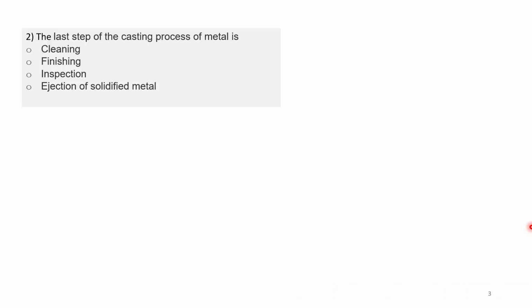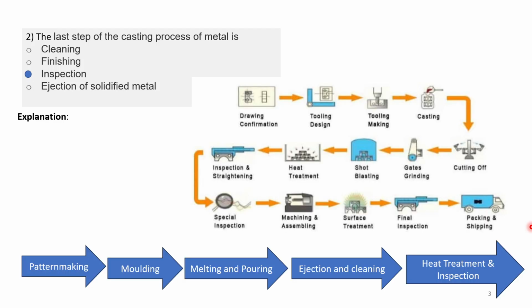The next question was: the last step of the casting process of metal is? Your options are cleaning, finishing, inspection, ejection of solidified metal. So your answer will be inspection.